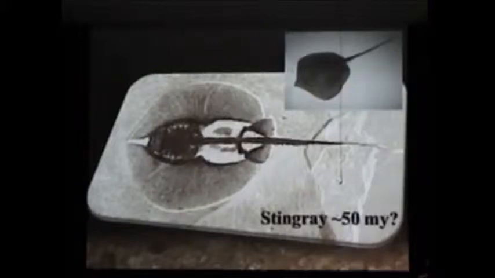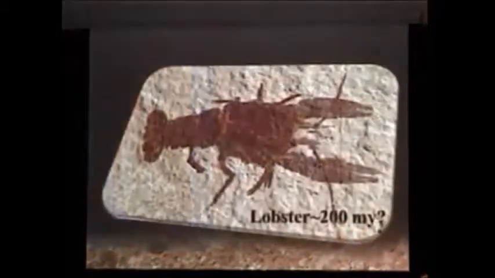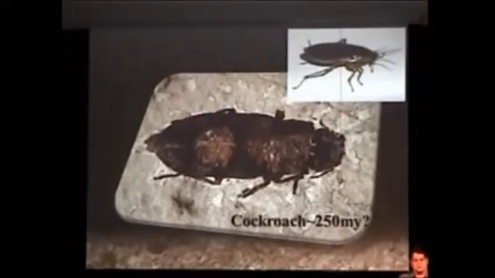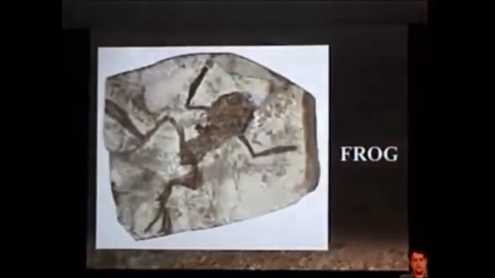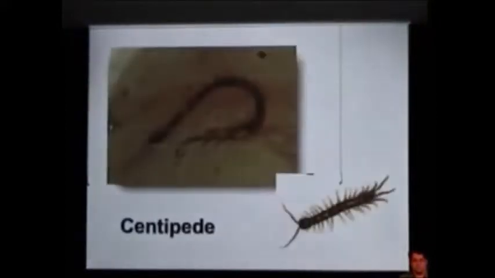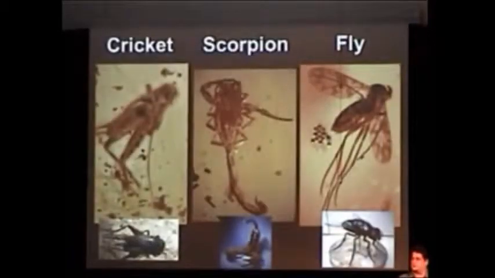The stingrays that we find in the fossil record are identical to stingrays we find today. Squids are identical. Lobsters, identical to those we find today. Cockroaches as well. Shield bugs, or what you might call stink bugs, are identical to those we find today. Frogs, bats, again, lizards, centipedes, spiders, flying ants, snakes, turtles, crickets, scorpions, flies. The list just will go on and on and on.